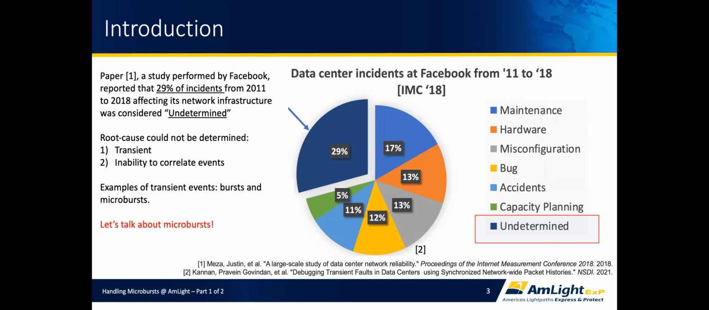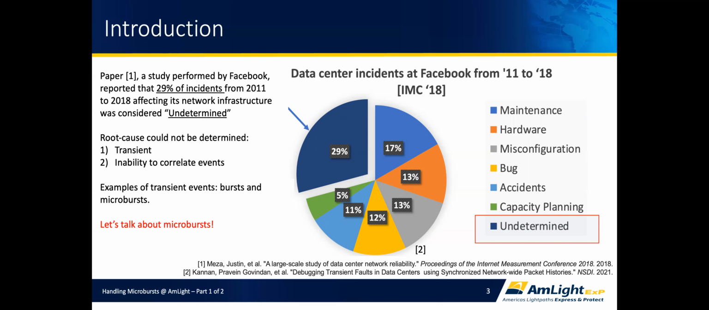I wanted to start the presentation with this paper that we found about Facebook. Facebook did a data center incident study. It's a data center, not an NREN, but it covers all the network incidents they had from 2011 to 2018. You can see here in the pie chart that there is a massive section, 29% of those incidents, where they did not find the root cause. For every problem, they try to understand the root cause, and for 29%, they report it as undetermined.